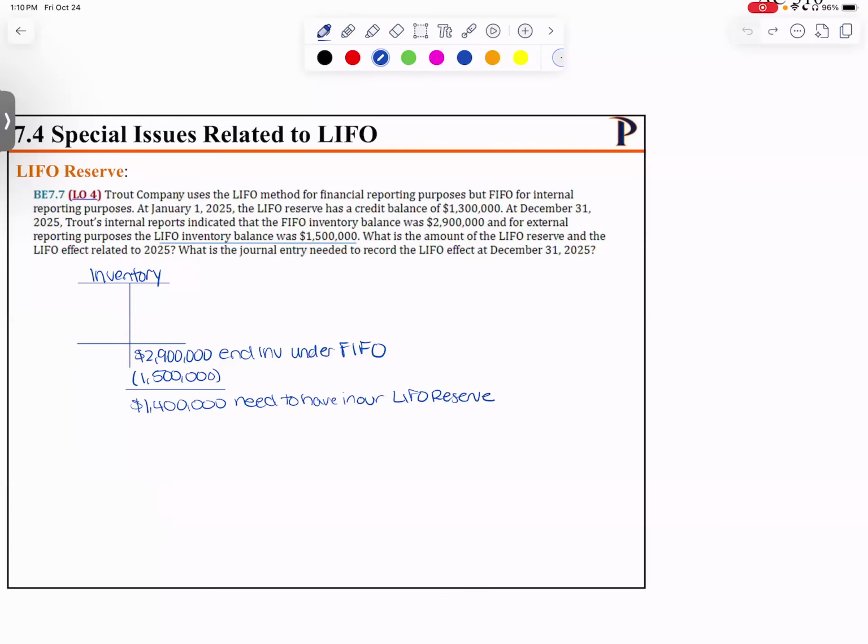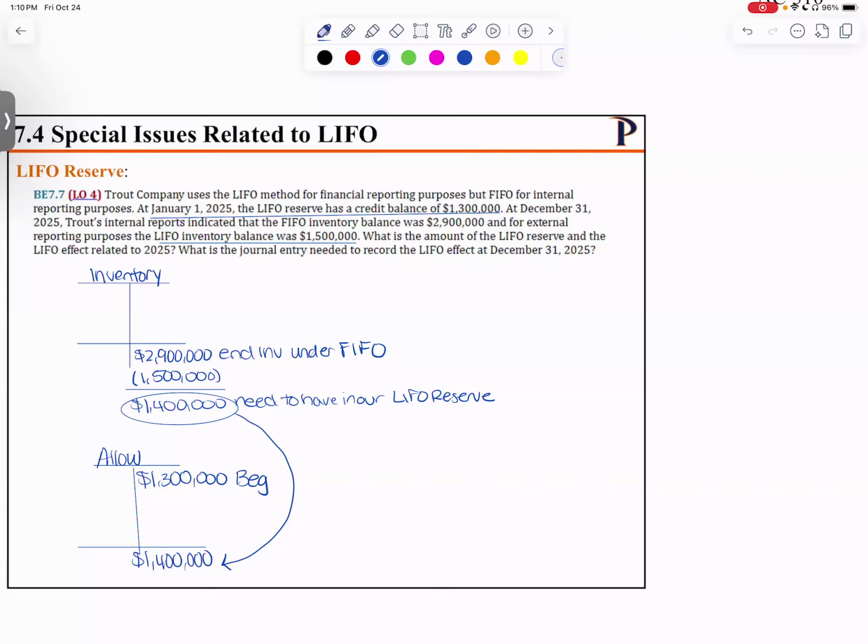If we take a look at our LIFO T account, or sorry, our LIFO allowance T account, our prompt lets us know that as of January 1st, 2025, so the beginning of the year, the LIFO reserve has a credit balance of 1,300. So our beginning balance will be over here on the right side representing a credit balance. And then our ending balance is what we calculated up here. So this is our amount that we need to get from FIFO to LIFO. And so that's going to be our desired ending balance. So we'll put that down here, 1.4 million.